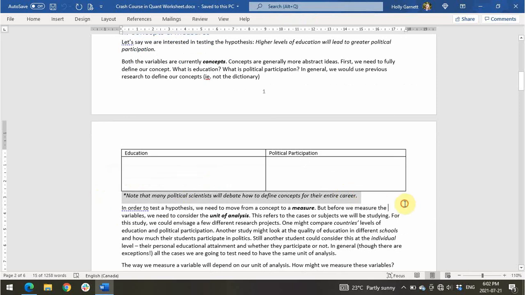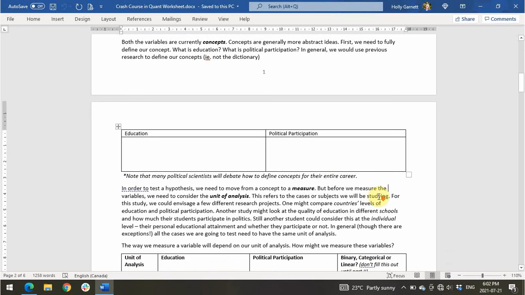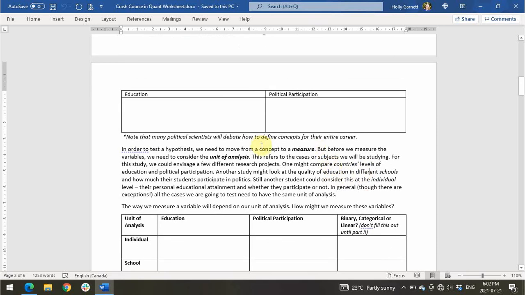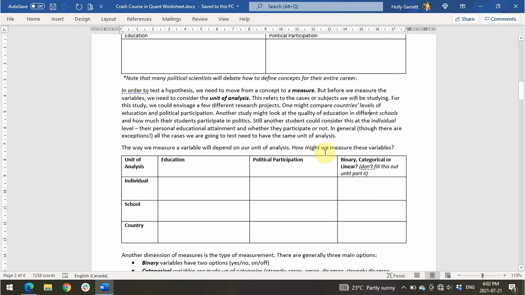And note that people will be debating how to define these concepts for their entire career. But we really need to nail down what that concept is, because now we're going to move from the concept to an actual measure. All right, so there's a variety of different things we need to think about when we are measuring.